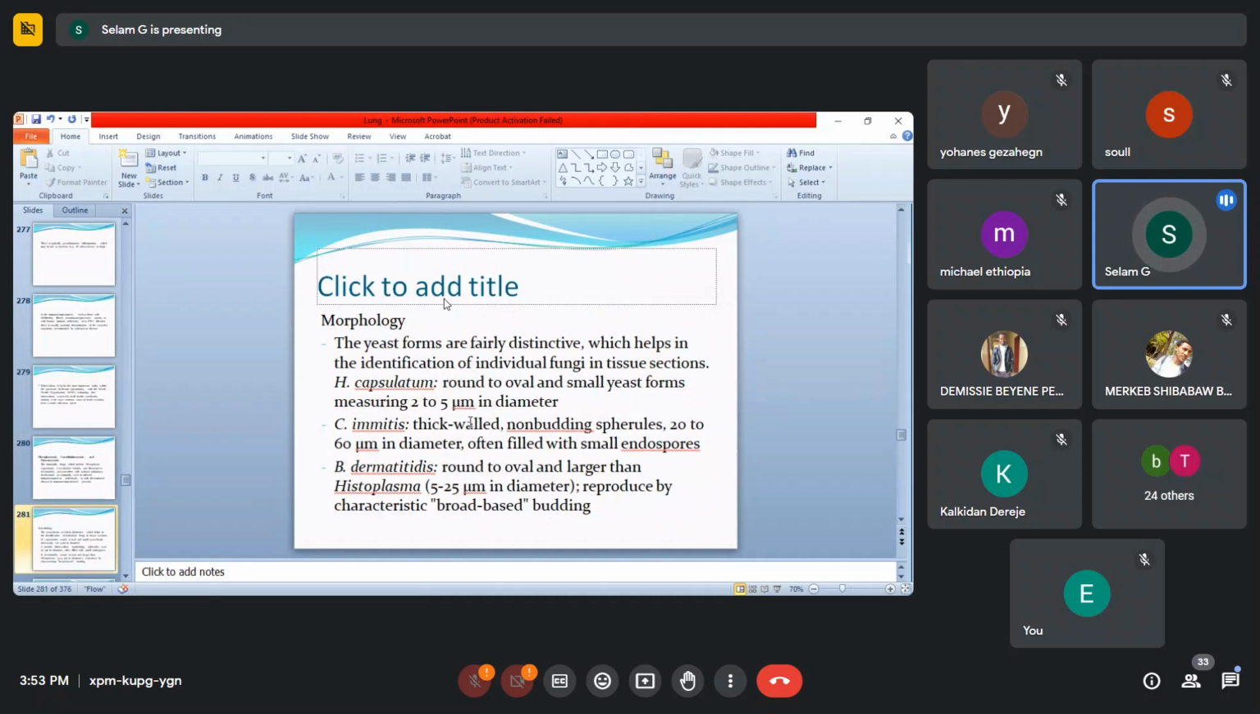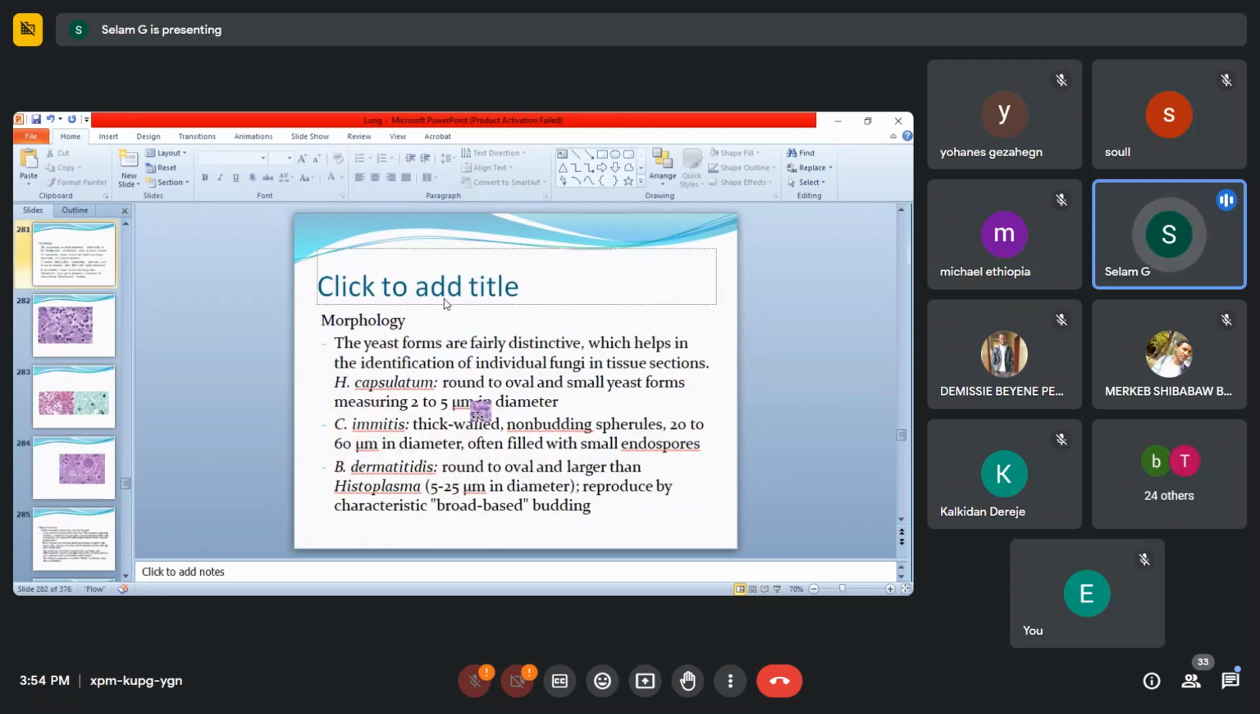The yeast forms are fairly distinctive, which helps us in the identification of individual fungi in tissue sections. Histoplasma is a round to oval, small yeast form measuring 2 to 5 microns in diameter, while Coccidioides is a thick-walled, non-budding spherule, relatively larger than the others, and often filled with small endospores. Blastomyces is round to oval and larger than Histoplasma, larger than the rest. Histoplasma reproduces by characteristic broad-based budding.